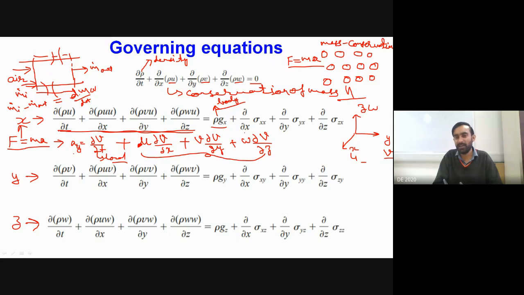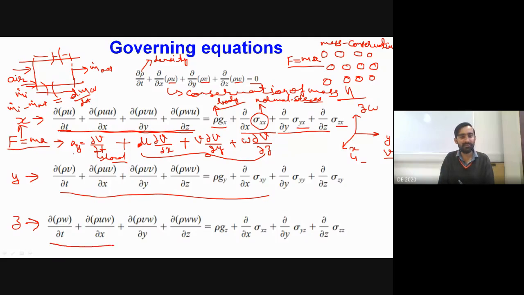Apart from that, we have a few more forces which I have written as sigma xx, sigma yx, sigma zx. The first term represents normal stress. I have already told you that normal stress acts on the fluid element in the direction normal to its surface, and sigma yx and sigma zx represent the terms because of the shear stresses, meaning forces acting parallel to the fluid element. Similarly, we have one conservation equation for y momentum and one for z momentum.